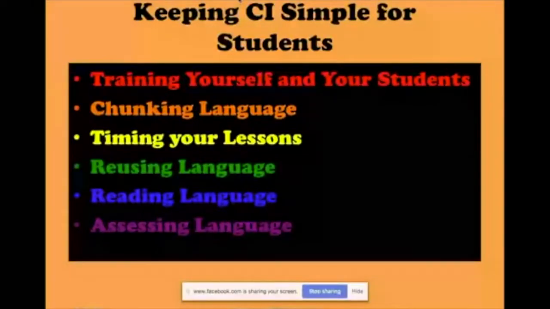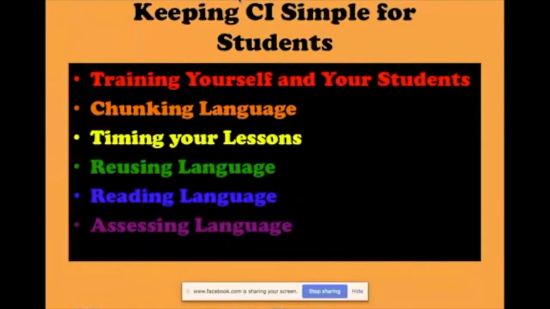So what I've done is I've divided this topic into 6 different aspects of teaching and lesson planning with comprehensible input. Each one of these will be a segment today: keeping CI simple for students by training yourself and your students, by chunking language, by timing your lessons, by reusing language, reading language, and assessing language.